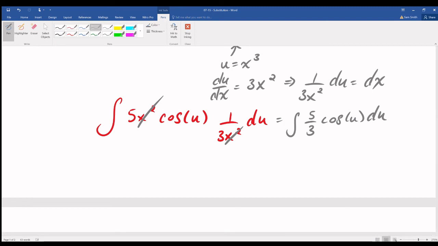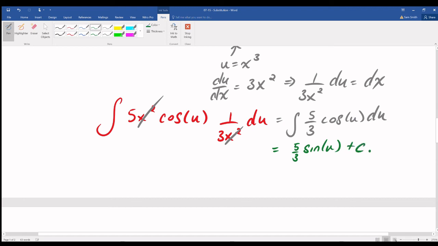Fortunately, this is simple enough that I am able to integrate it with respect to u, and I will get 5/3 sine u plus c. Is this my final answer? Not quite. To get the final answer, I need to eliminate u and put x's back into this function. So for the final answer, I would use 5/3 sine x cubed plus c.